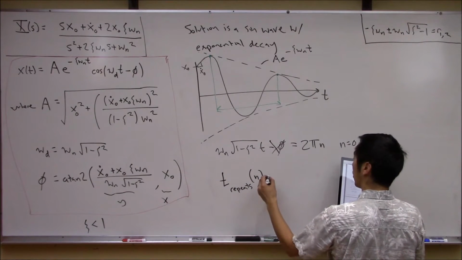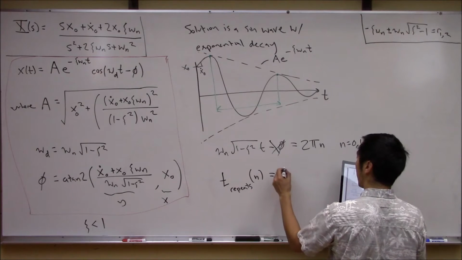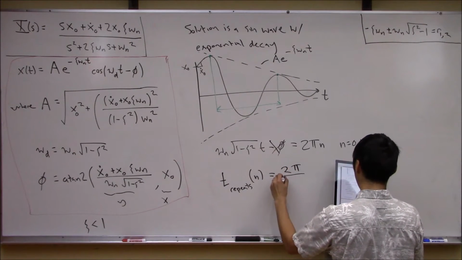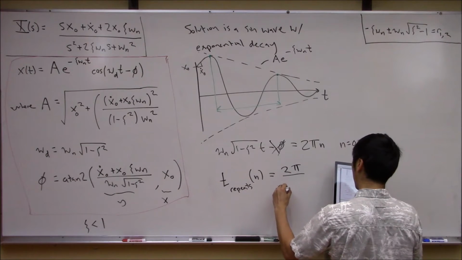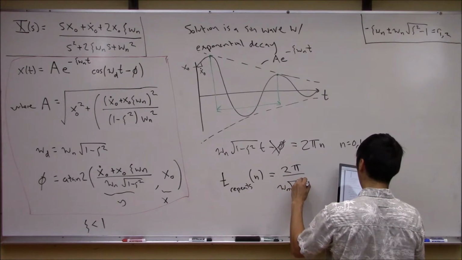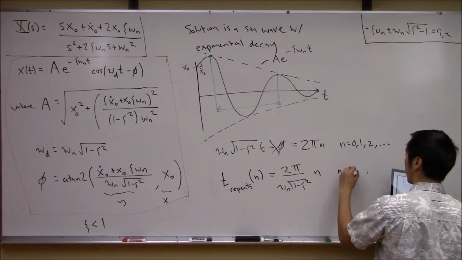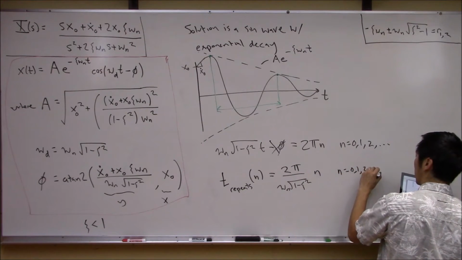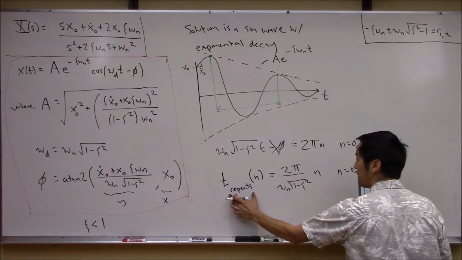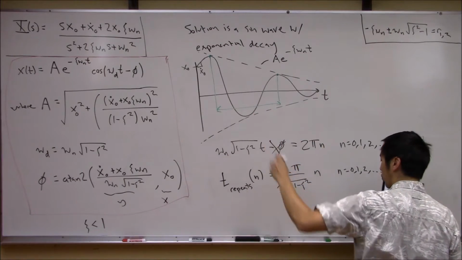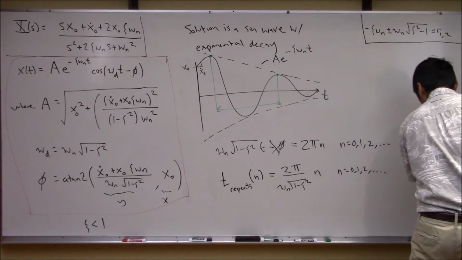So basically just solving this, using this idea of angular frequency and relating it to the period, you'll end up with 2 pi all over omega n square root of 1 minus zeta squared times n, for n equals 0, 1, 2, and so on. At any of these critical times, the cosine wave repeats. So it'll give us those green dots. Those are quote unquote repeating times.